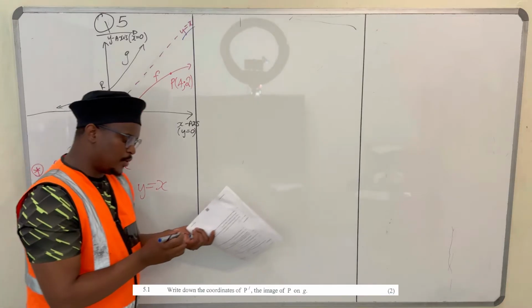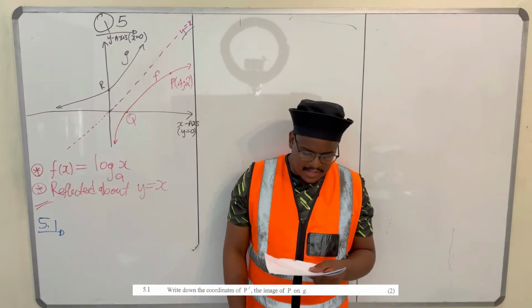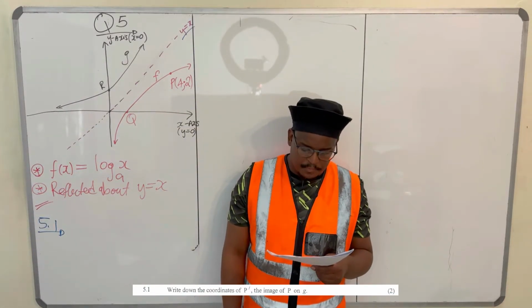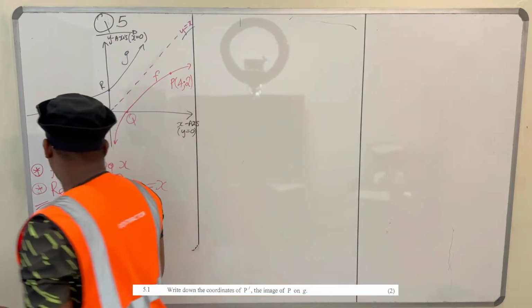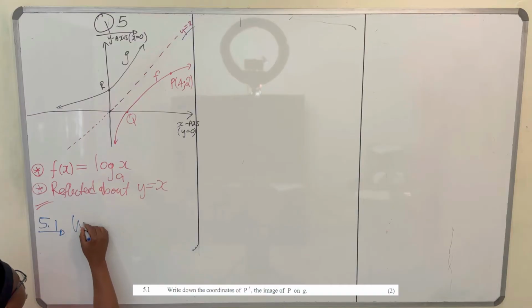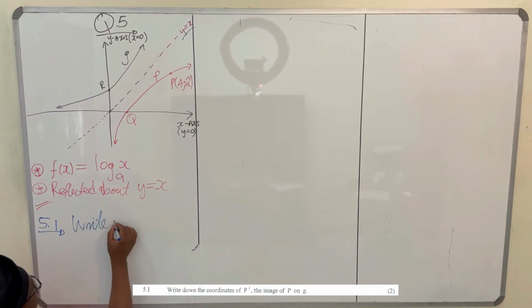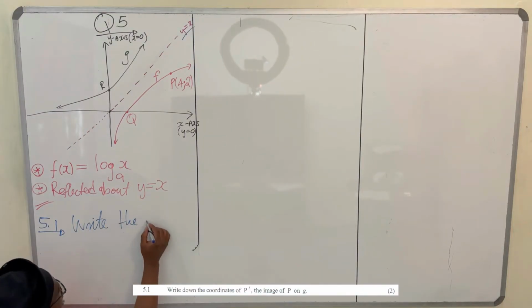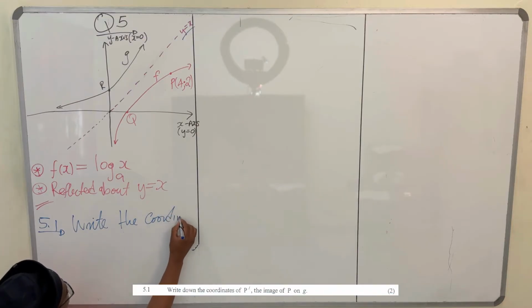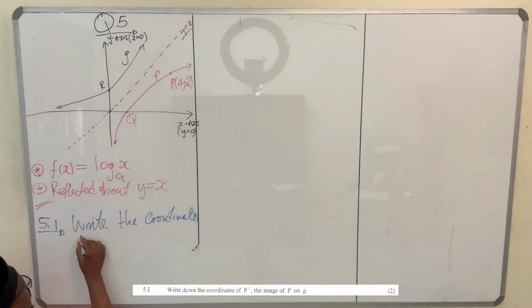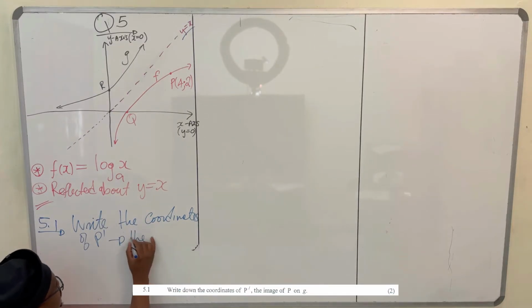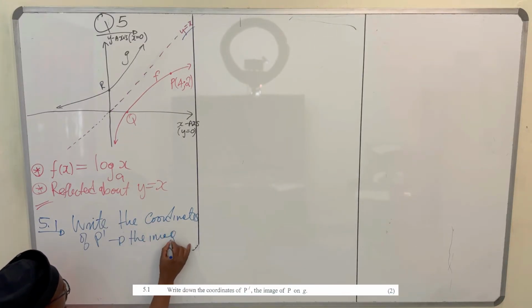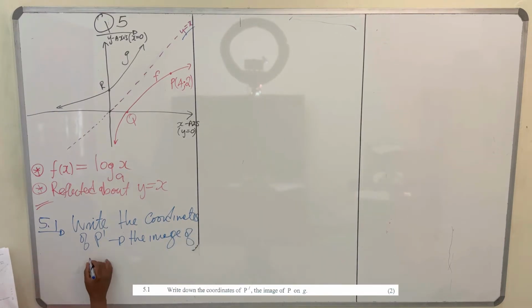What are they saying at 5.1? They're saying write the coordinates of P prime, the image of P on G. So they want you to write the coordinates of P prime, right? What is this P prime? It's the image of P in G.